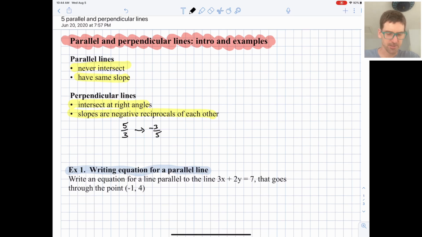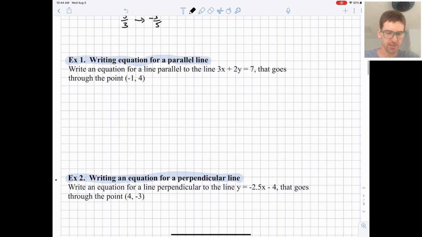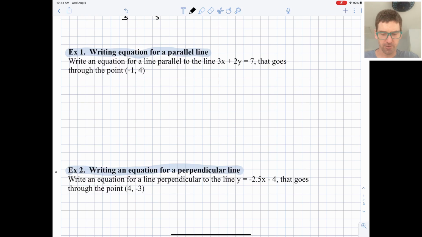Let's do a couple examples. So the two examples we'll be doing are one, writing an equation for a parallel line, and then next, writing an equation for a perpendicular line. So first example, let's write an equation for a line parallel to the given line 3x plus 2y equals 7 that goes through the point -1, 4.